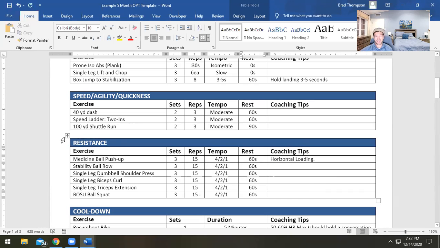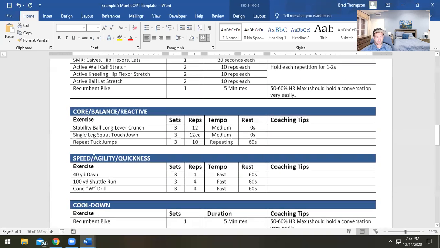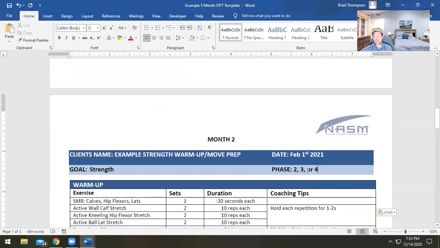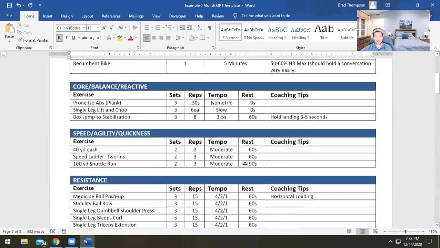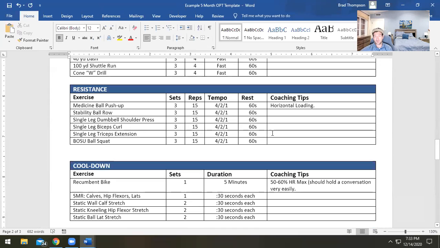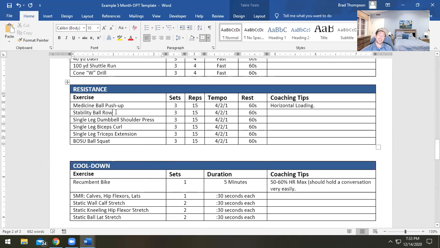Then we got to get into month 2, which is now going to be strength endurance. So we're going to have to make some modifications here. This is going to be phase 2 now, right? February 1st. This is an example of strength endurance rather than just stabilization by itself. So now we got to do that superset stuff. So I need to put an exercise between every one of these. Now I'm going to keep it really simple.